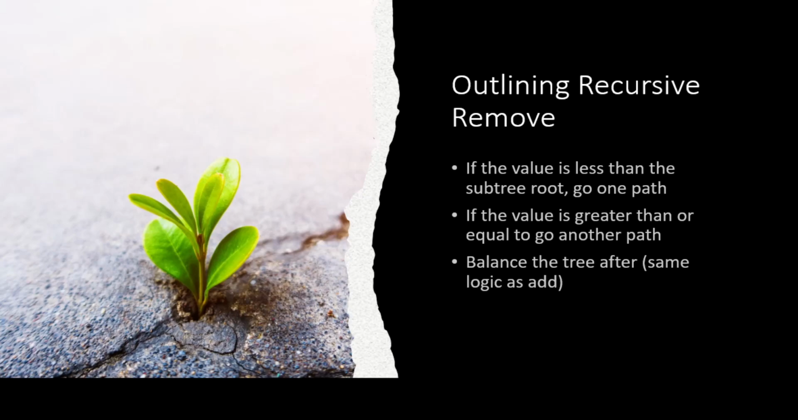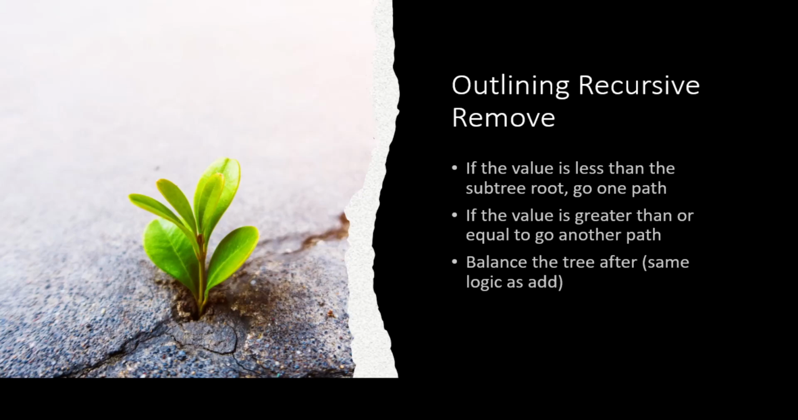All right, so the high level outline of this recursive remove function is it starts by saying if the value is less than the root of the subtree, again, it's recursive. So it might be the actual root, it might be whatever subtree that is based on navigation down the tree. If it's left of that, we're going to go one path. If it's greater than or equal to, we're going to go the other path. And then after we pick out which path we're going to go to, we're going to make whatever recursive calls down the tree. We're going to balance it afterwards.